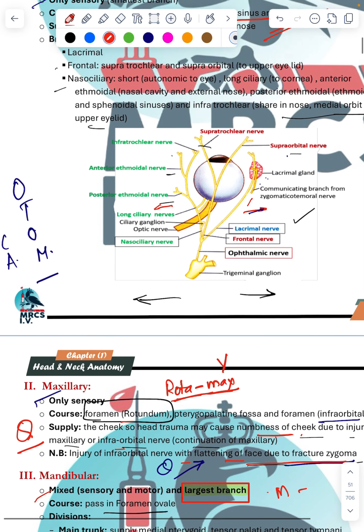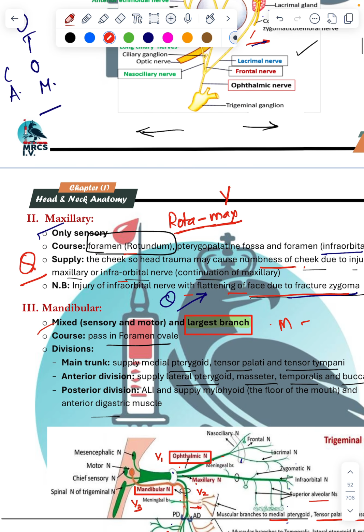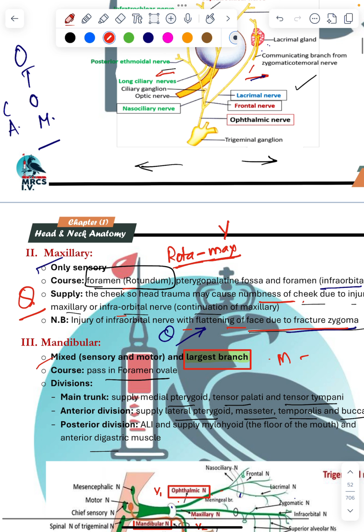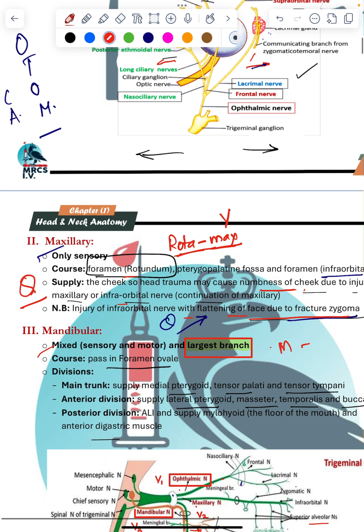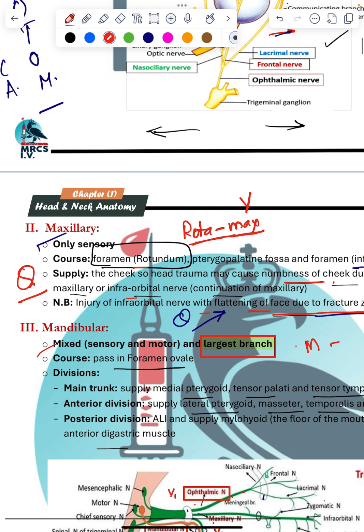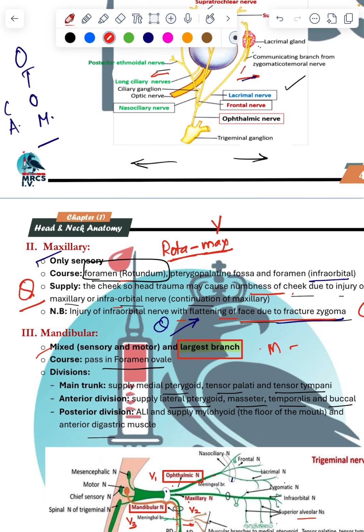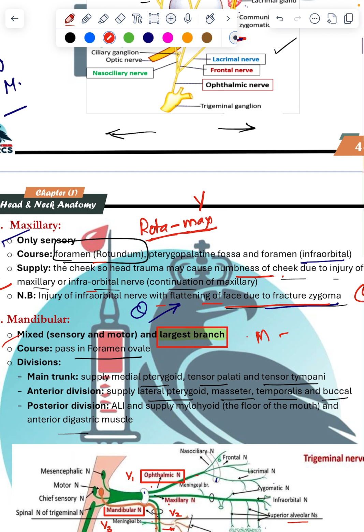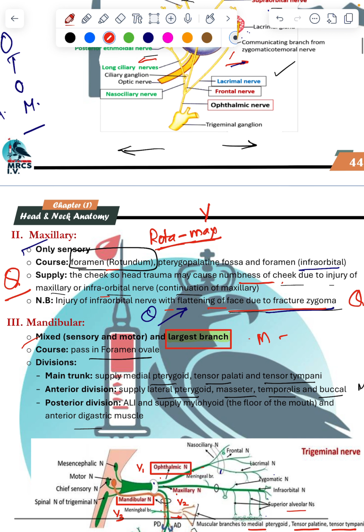So that was about the trigeminal nerve, the important part, the ophthalmic division. The second is the maxillary division. The question is from which foramen it is coming out. For remembering, just try to remember rotamax, foramen rotundum. Then it goes to the pterygopalatine fossa and the foramen infraorbital. It supplies the maxilla. Basically, the name itself is giving maxilla, it is supplying, and it is also sensory.